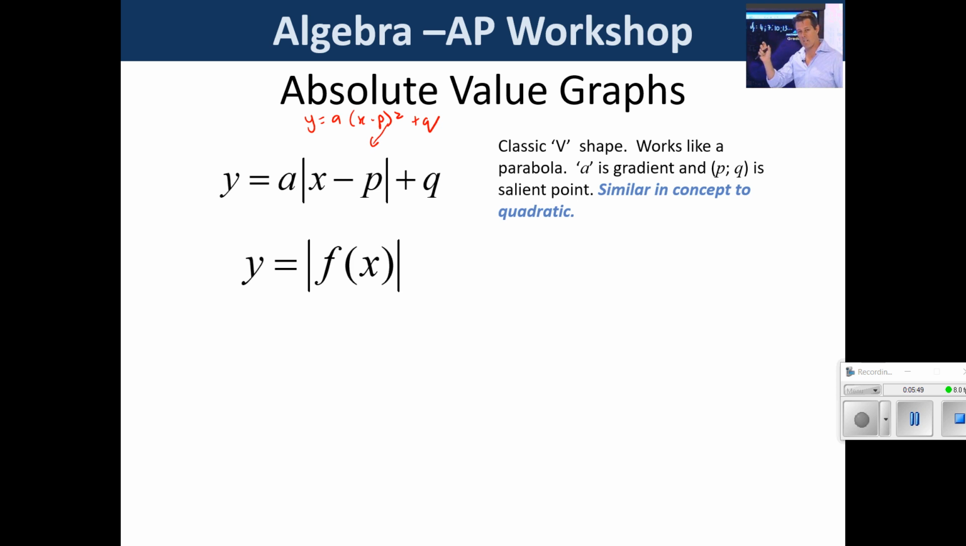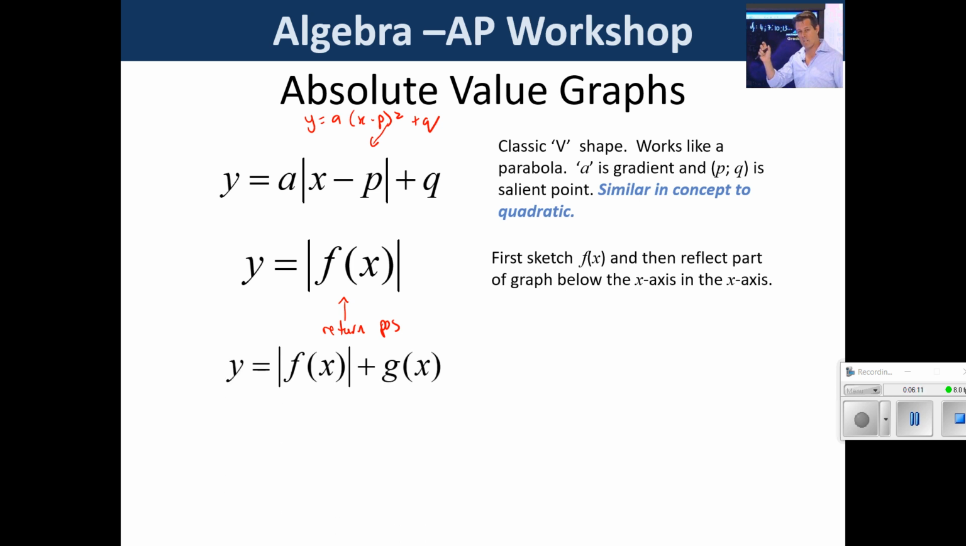Then, of course, we look at y is equal to the absolute value of f of x, remembering that the absolute value will always return a positive. So we can draw f of x and then say to ourselves, anything below the x-axis must be reflected above because we're returning a positive, and we'll look at an example of that just now.